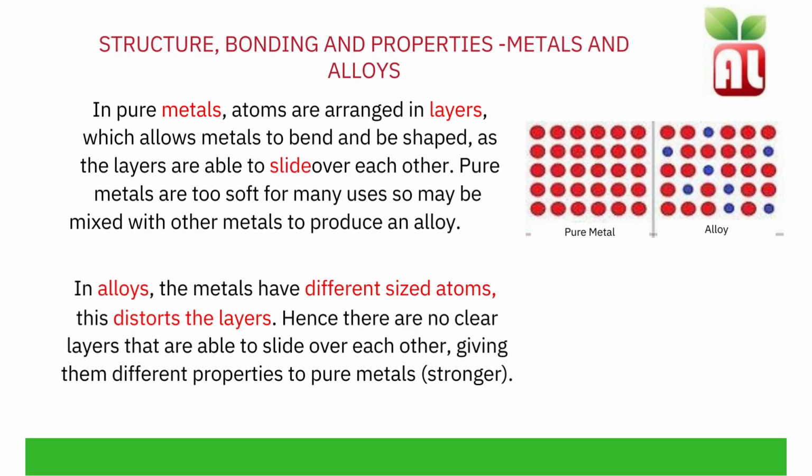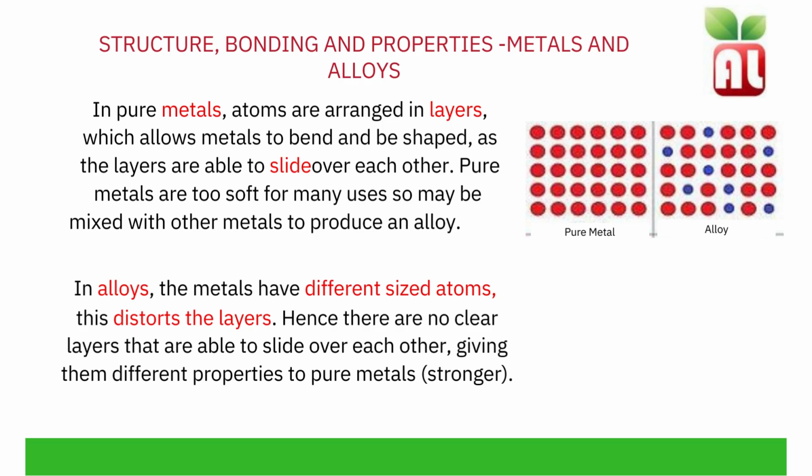Metals and alloys. Alloys are a mixture of different metals. In pure metals, atoms are arranged in layers, which allows metals to bend and be shaped, as the layers are able to slide over each other. This is due to each individual atom having the same atomic radius and the same sized atom.